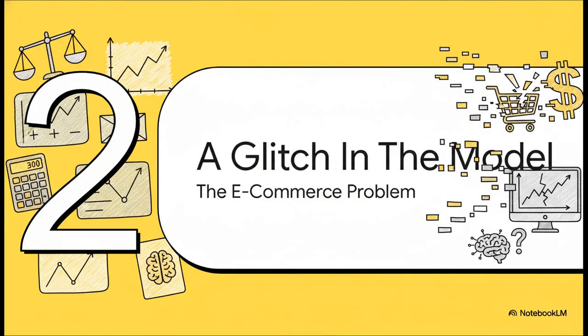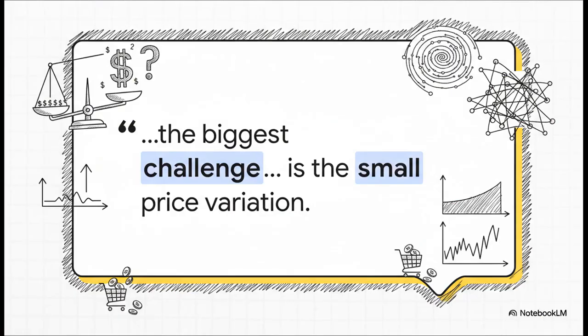Okay, so this seems like a perfect system, doesn't it? You just calculate the elasticity for every single product and then you set your price. Well, not so fast. In the world of modern e-commerce, this classic model has a really serious glitch. And here it is. And this is straight from the research that inspired this whole explainer. The author, Kirill Safafon, he pinpoints the core problem: small price variation. But what does that actually mean?